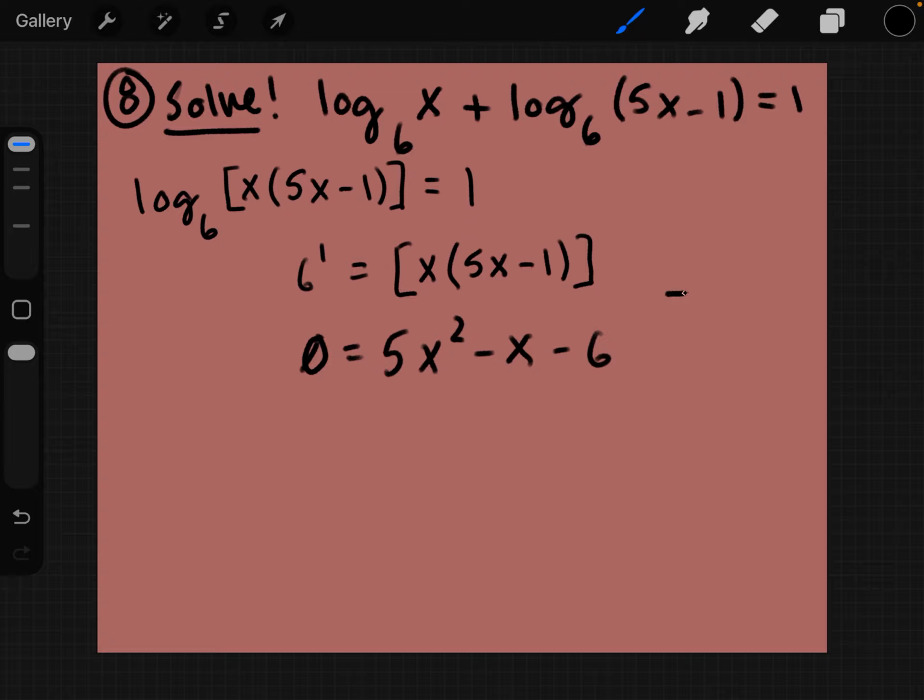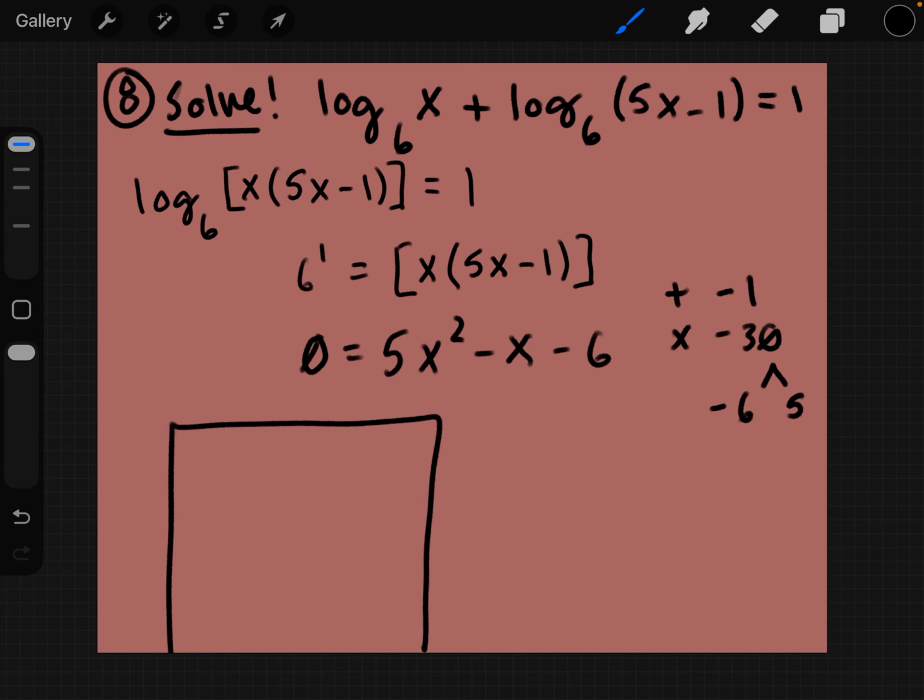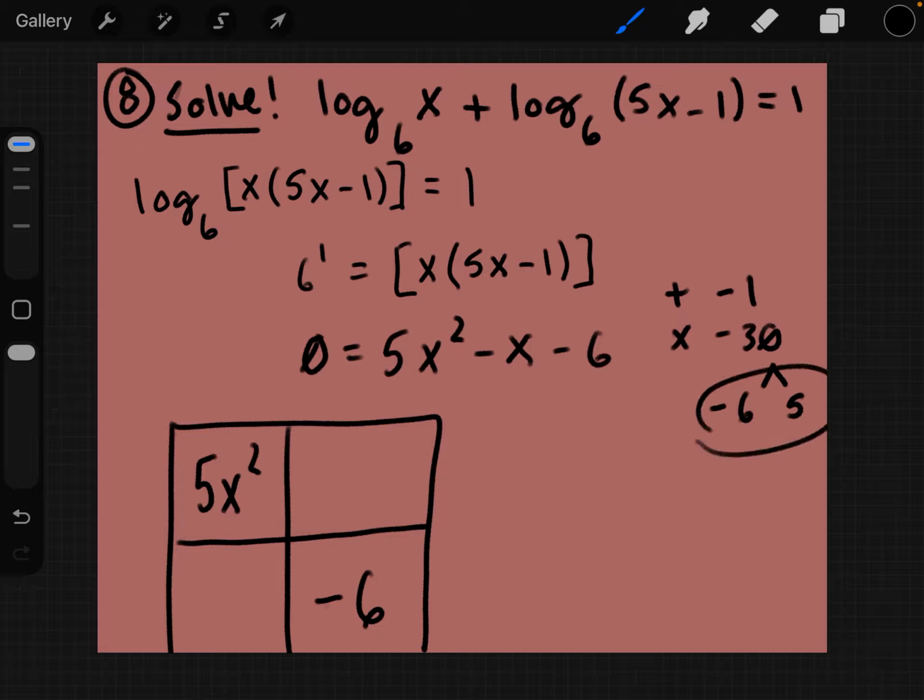So, what adds to -1 and multiplies to -30? Because you're multiplying this guy and this guy. So when it's just x squared, you're multiplying this by 1, but this time there's a 5 there, so it's -6 times 5. So now we get our box. Put the first guy in the first guy, put the last guy in the last guy, and then put these guys in the boxes. Make sure you remember the x.